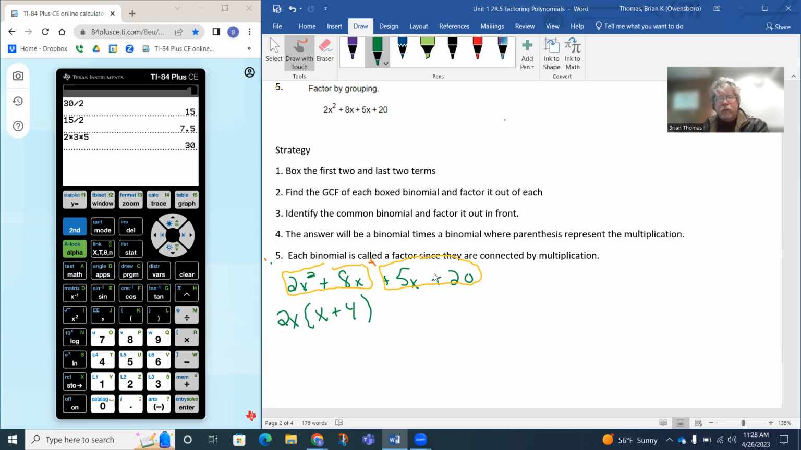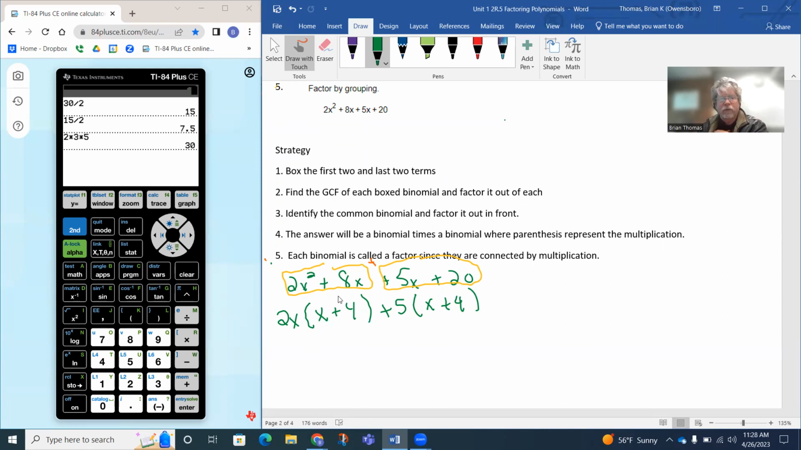If I look at this next box, notice that they both have a 5 in common. Since it's a positive 5, I'm going to bring out a positive 5, and I'm going to bring down my plus sign there. Then I'm going to use my parentheses and write the remaining piece that's left. Since I divide the 5 out, that just leaves me the x. If I divide a 5 out of the 20, that leaves me a 4. So I have this x plus 4. So find the GCF of each boxed binomial and factor it out. That's what we did there.